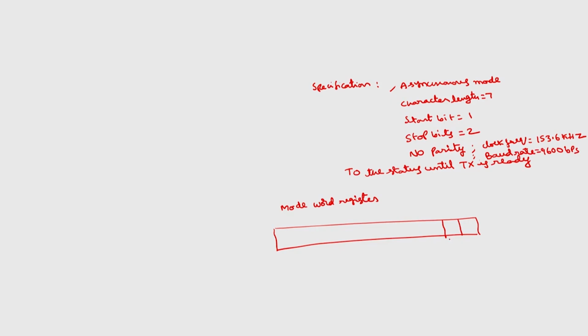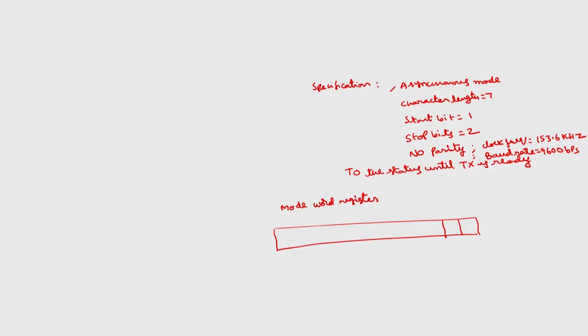So, what are the last 2 bits? This is the baud rate factor. What is the baud rate factor here? This clock frequency should be either the same as the baud rate or a multiple of it, 1 by 16 or this one. We can see here 153.6 kilohertz divided by 16, which if I compute comes around 9600.